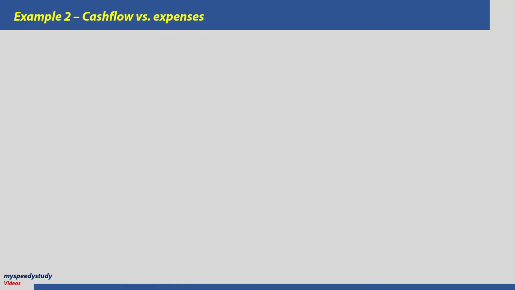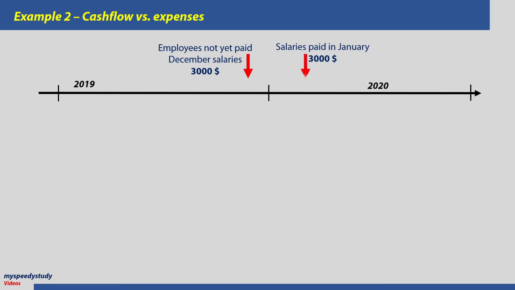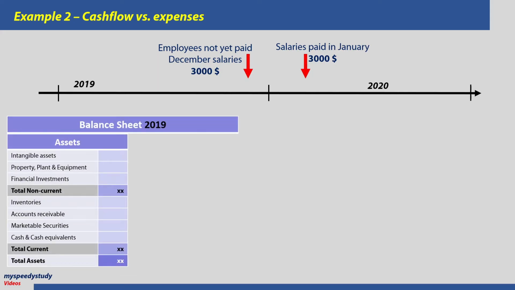Let's continue with an example that involves personnel expenses. This example is about an expense in one period with the cash outflow in the next period. Let's say in December 2019, the company has not yet paid some employees for their working hours in December. The salaries were paid in January 2020, the following year. What would happen in the financial statements 2019?